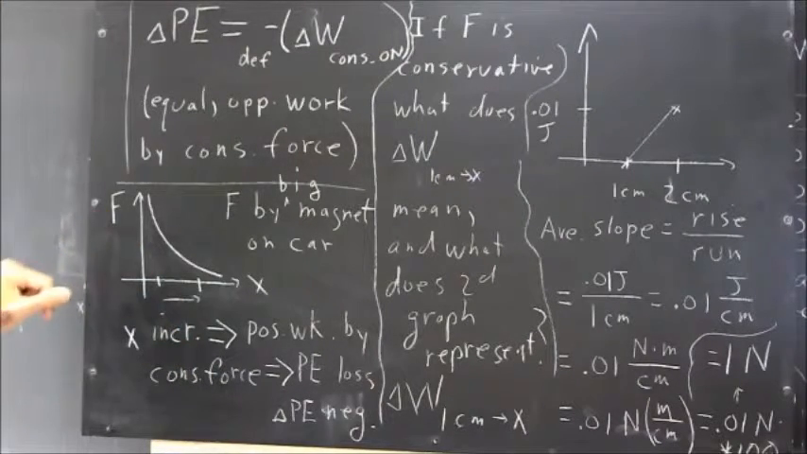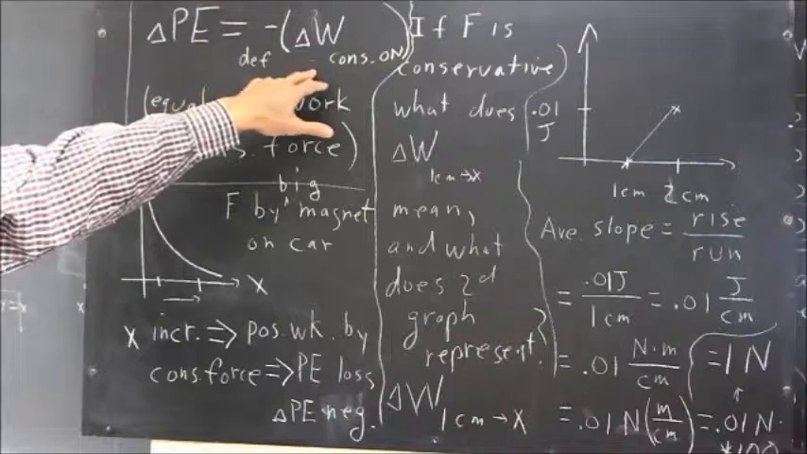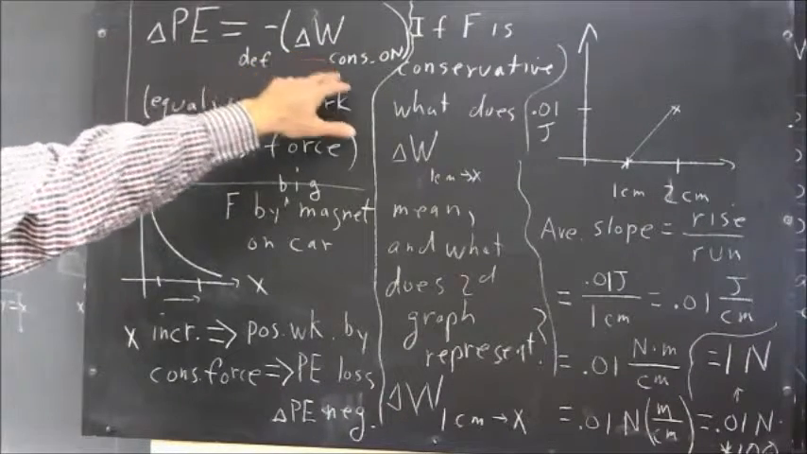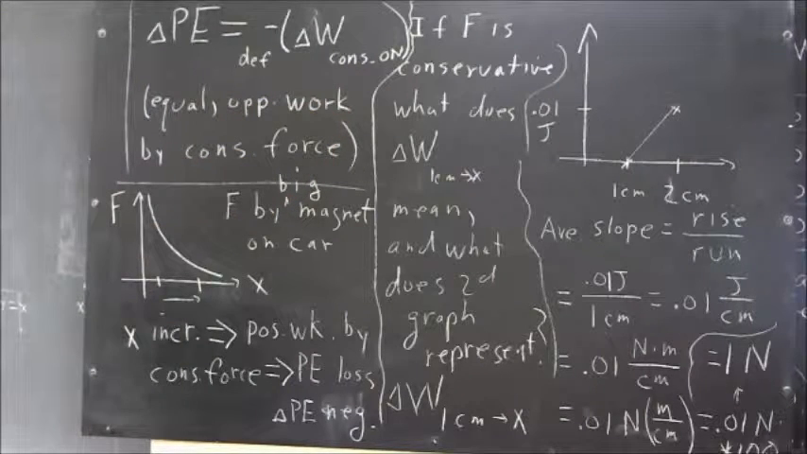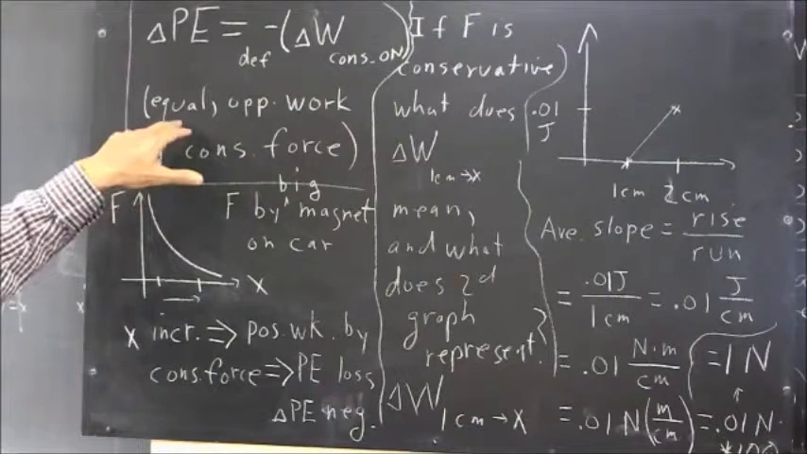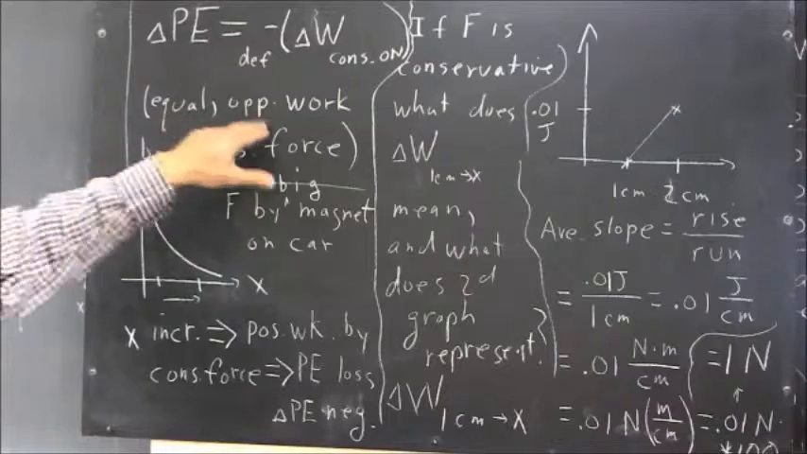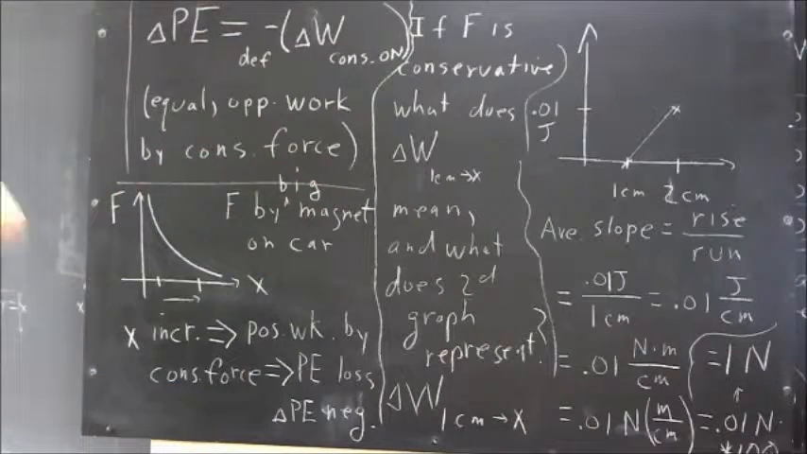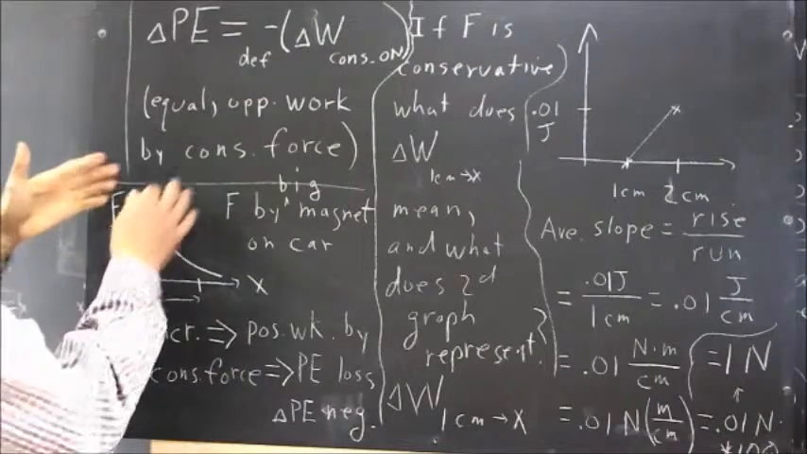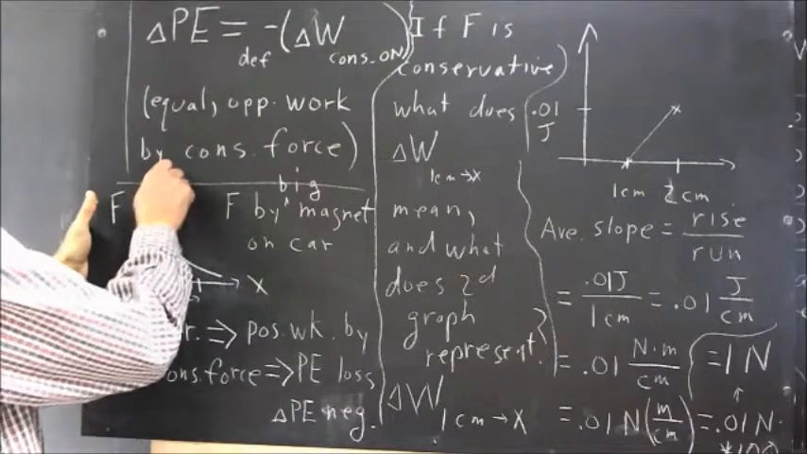Okay, change in potential energy is by definition equal to this quantity, the negative of the work done by the conservative force on the system. Another way to say that is it's equal and opposite to the work done by the conservative force on the system.